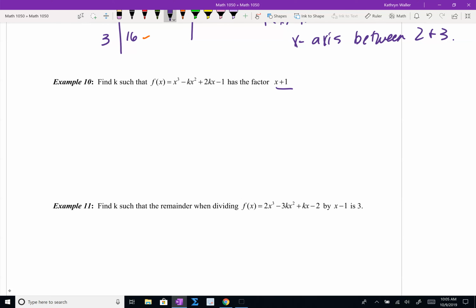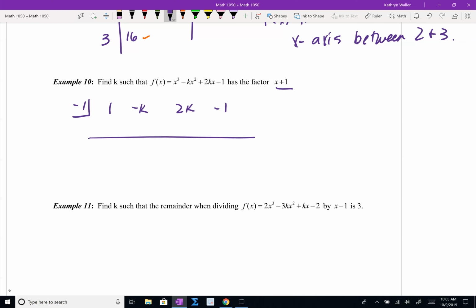Okay, x plus 1. Set it equal to 0, -1. Look at your exponents. 3, 2, 1, constant. What's in front? 1. What's in front of the x squared? -k. What's in front of the x? 2k. What's my constant? -1.